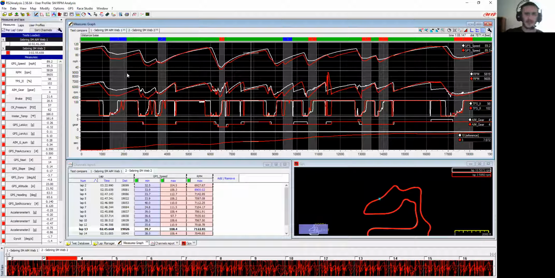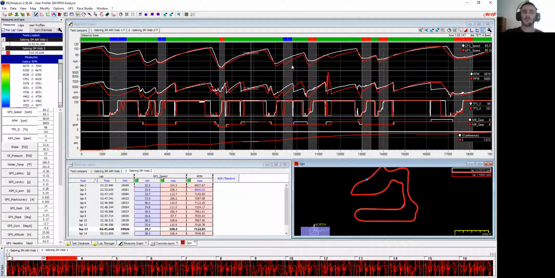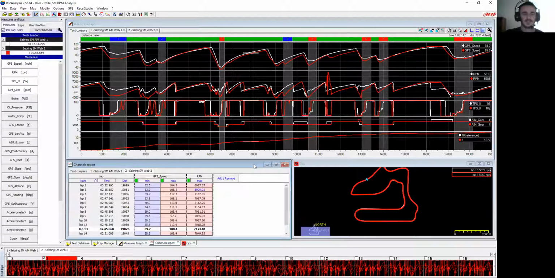And I'll tell you why. Number one, it's good to have a visual as to where you are on the track when you're moving the cursor around talking about the data. So it's very helpful for myself as a coach, but also for a student if I'm coaching them. And then I also like to have the channels report tab open. For an RPM standpoint, this is a pretty critical thing to look at because you can set up to see your RPM max.